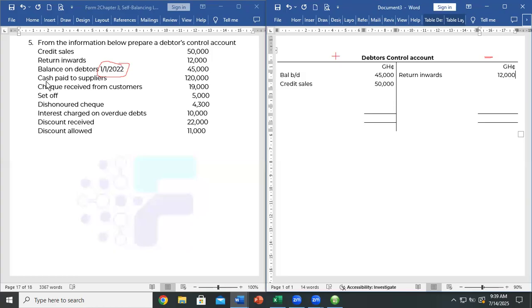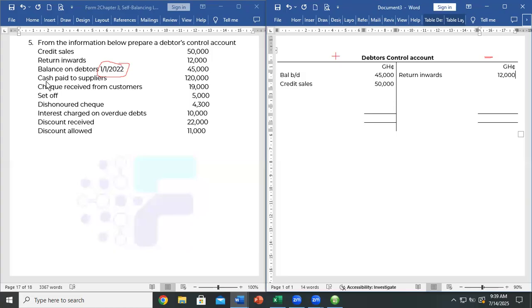Adam? So I feel like it should be credited because business is going out of and being paid to the suppliers. Okay. So who agrees with Adam or disagrees with Adam? Any agreement or disagreement?